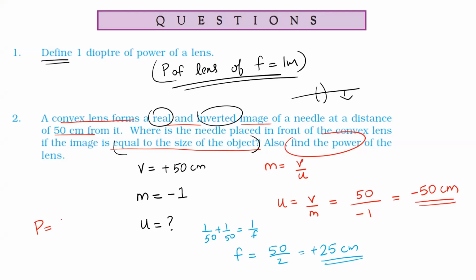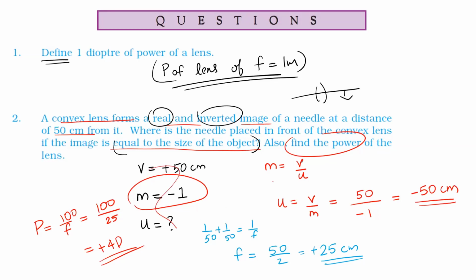Power is equal to 1 by F. And it is in centimeters, so I will use the equation 100 by F. So it is 100 by 25. What is 100 by 25? Plus 4 diopter. So that is how you solve the question. So simple, again go through it. Magnification, we wrote it from the question, is equal to minus 1. The reasons I have already marked here. Then use this equation, find out, solve it fast.